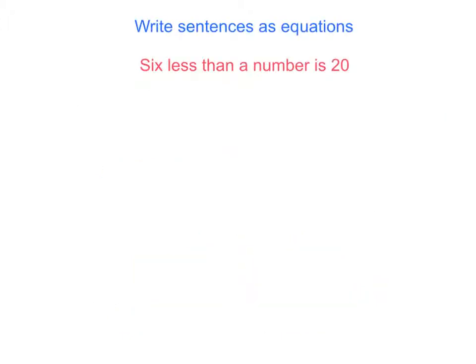We are able to write sentences as equations. We just have to make sure we remember the equal sign. So for this example, we have 6 less than a number is 20. So we have to look and figure out what are our key numbers, our key words here. So 6 is a number, 20, and then less than and the word is. So less than a number.